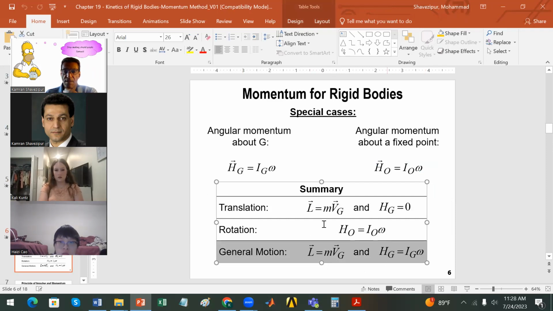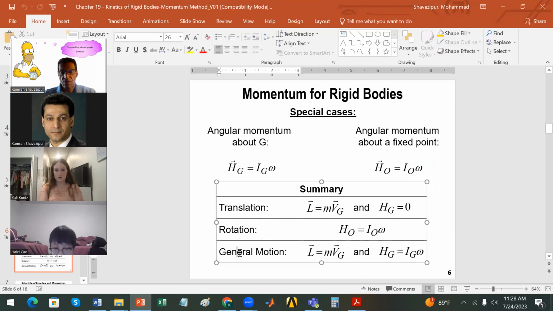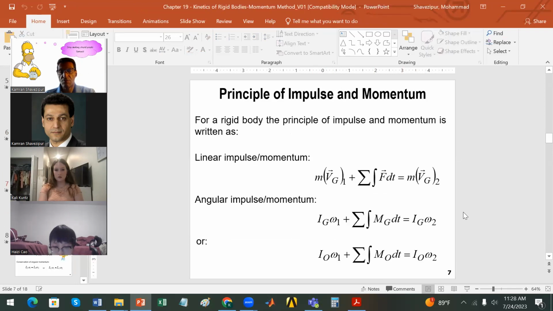So for translation, there's no angular momentum because omega is 0. For rotation, you can simplify it as just the angular momentum about the fixed point. And for general motion, you have linear momentum that comes from velocity of the center of mass and angular momentum, which comes from omega and moment of inertia about the center of mass. We got these equations for linear angular momentum.